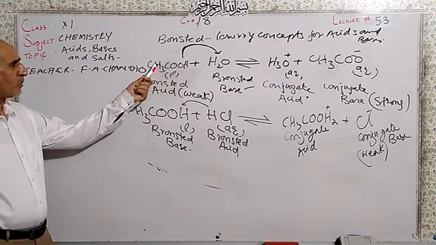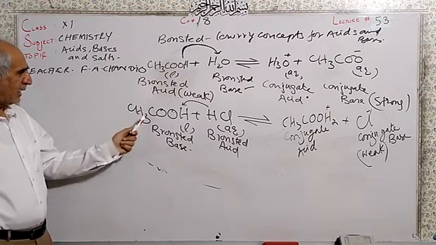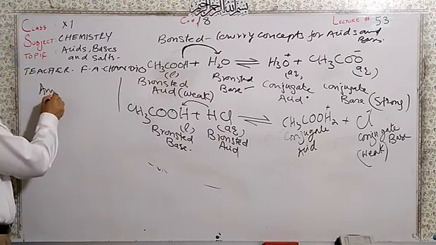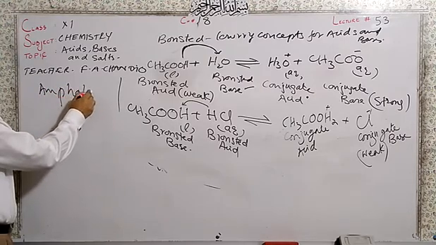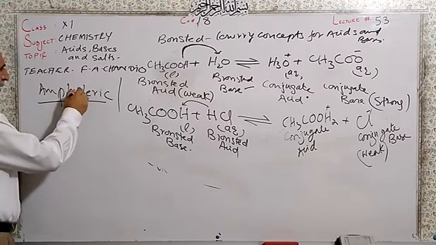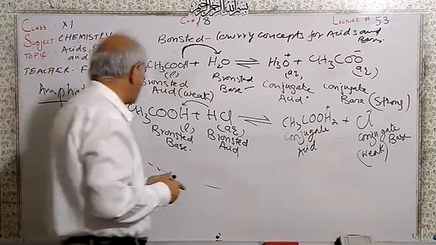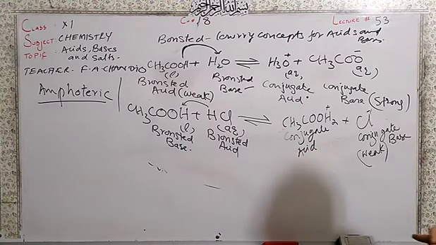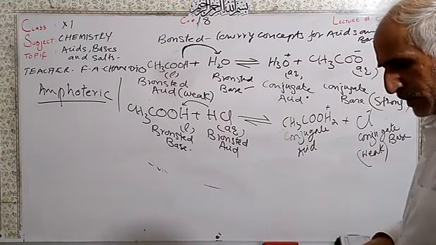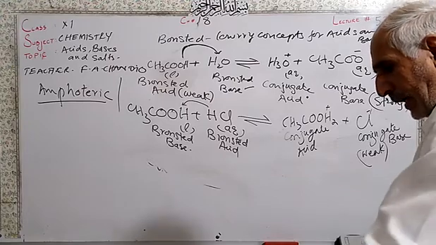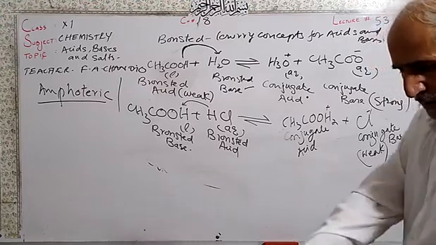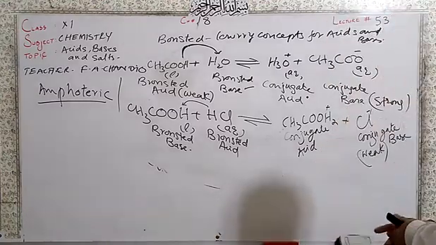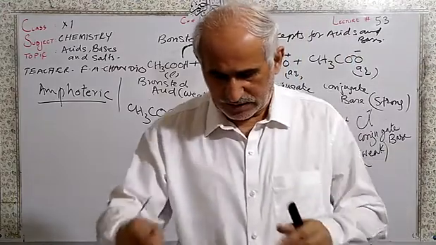So students, acetic acid here acts as an acid, and acetic acid here acts as a base. So it is also amphoteric, both properties shown by acetic acid. That's why it acts as an acid as well as a base. So these are the Brønsted acids and Brønsted bases.